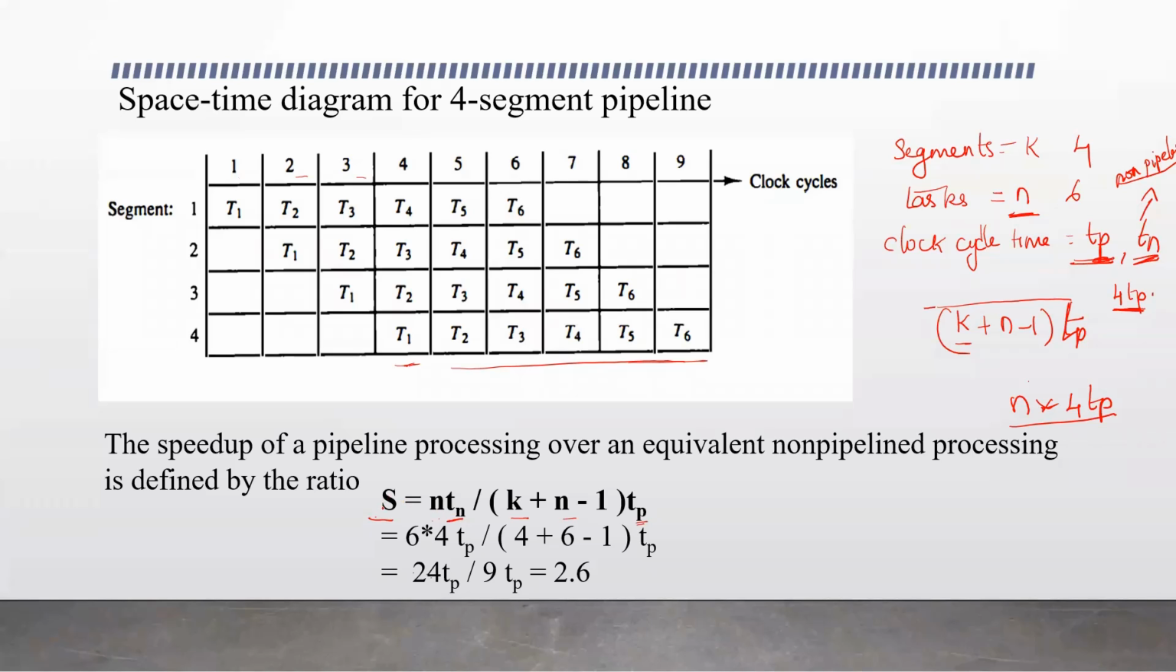So the speed up ratio of a pipeline processing system over non-pipeline processing is calculated as S equal to n Tn by (k plus n minus 1) TP. Here N is 6, the number of tasks is 6, and Tn is equal to 4 TP, right? So it is 6 into 4 TP by (4 plus 6 minus 1) into TP. The ratio is 2.6. When the number of tasks to be executed increases, the speed up ratio also increases.